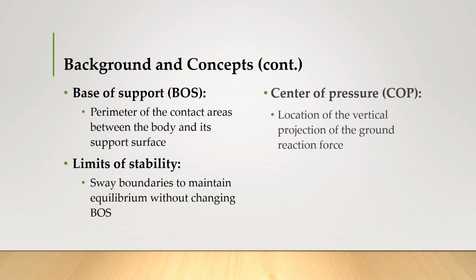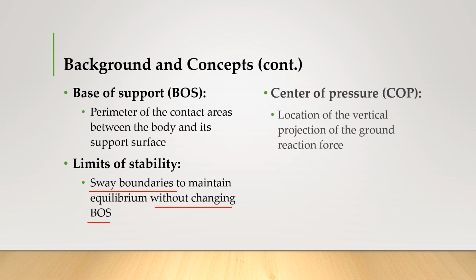Something else that we're going to talk about in a lot of our different strategies for balance would be limits of stability. And basically, when we're talking about limits of stability, these are the sway boundaries that we're really stressing out to try to maintain equilibrium without changing the base of support. So when we're thinking of something like a functional reach test, you're going to have your arm at about 90 degrees of flexion, and you're going to reach forward as far as you can without taking a step, without losing balance. So you're staying within that base of support.